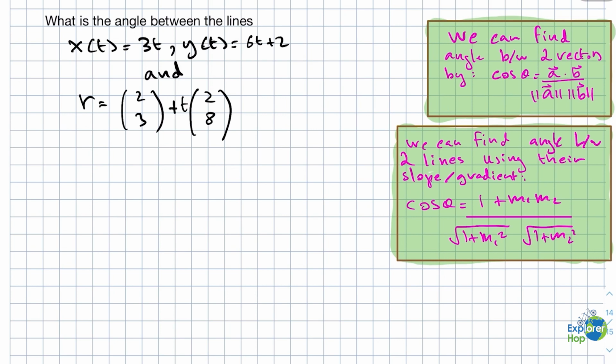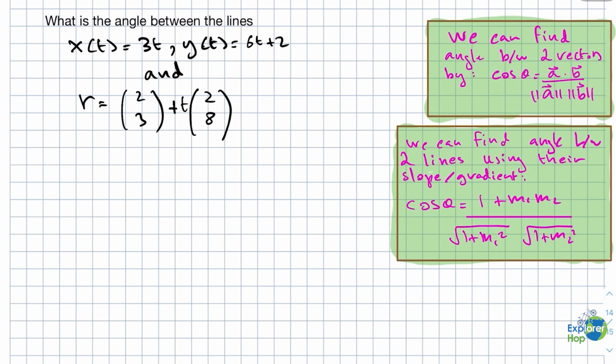Today we'll have to find the angle between the lines. So we've been given two lines. One is in parametric equations and one is in vector form. The parametric equations we've been given are x(t) equals 3t and y(t) equals 6t plus 2. So these two equations represent one line. Meanwhile, the other equation we've been given is r equals (2, 3) plus t times (2, 8).